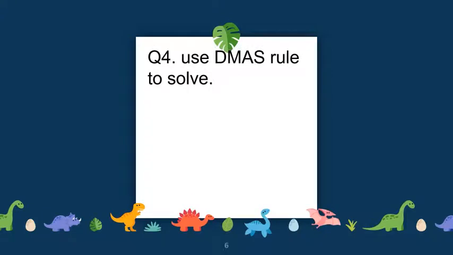It is question number 4 of exercise 1D. Use DMAS rule to solve. Part A is 8 plus 4 minus 3. You can see here addition is there and subtraction is there. So the DMAS rule tells us that first we will do the addition and then we will do the subtraction.